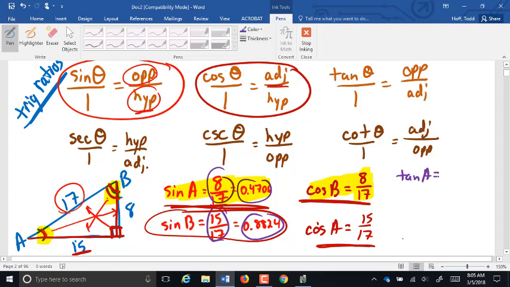What if I wanted to find the tangent of angle A? Tangent is opposite over adjacent. From angle A, what's the opposite leg? The 8. The adjacent leg is the 15.